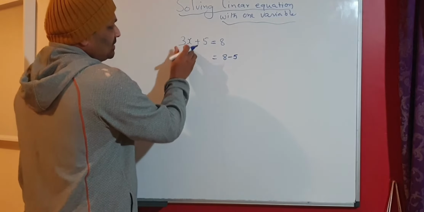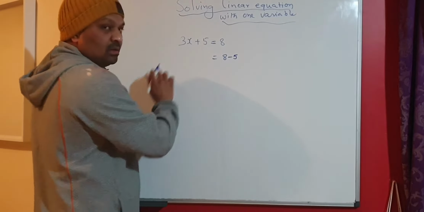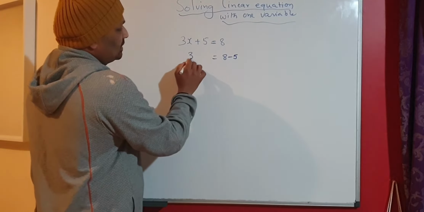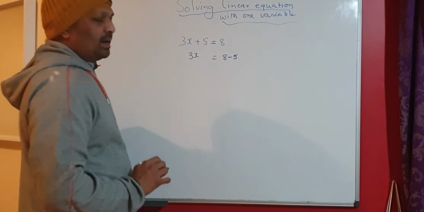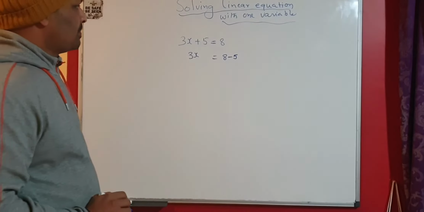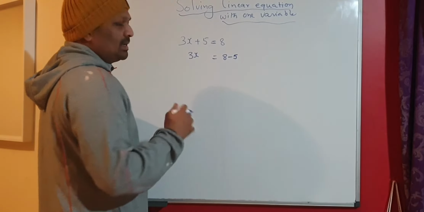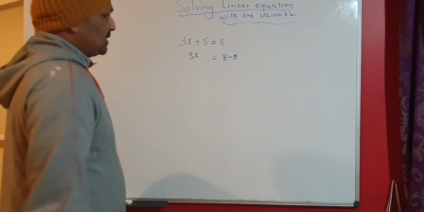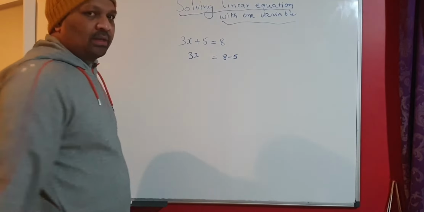Okay, on the left side we still have 3x as it is. So there is no change in it. The 3x is still at the left side only. Now the next step is that you simplify the expression on both the left side and also on the right side.